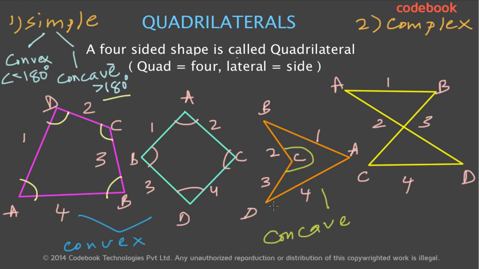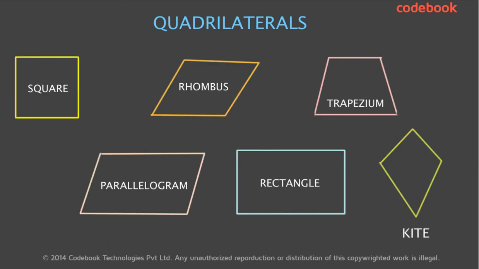So in this way, if you are given a quadrilateral, you should be able to determine whether it is simple or complex. And if it is simple, you should also be able to determine whether it is a convex or a concave quadrilateral. In this course, we will only concentrate on convex quadrilaterals.